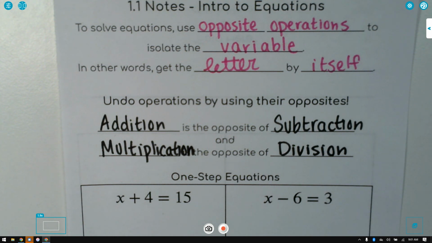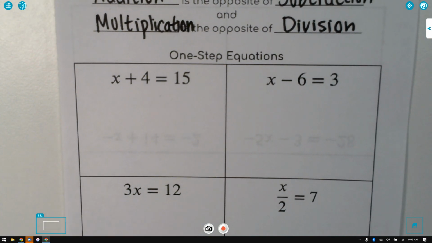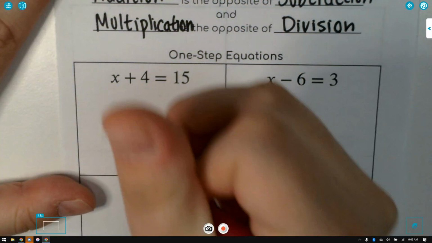All right, so there are no one-step equations on your assignment because you guys have been doing one-step equations for a couple years now, but I did want to do one of each operation just as a quick little review. So we've got x plus 4 equals 15. We are trying to get x by itself. We are currently adding 4. What's the opposite of addition? Subtraction. So we are going to subtract 4.